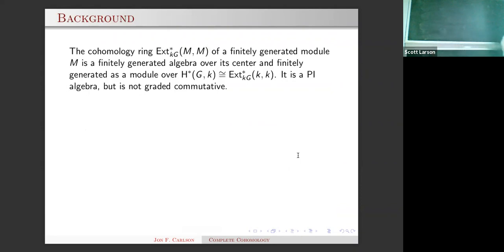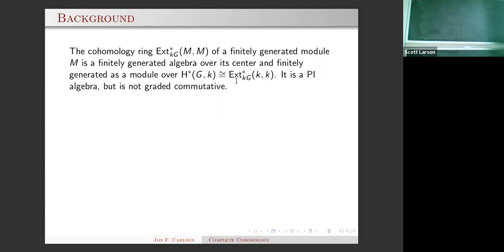Okay, now here's what we know. This is old stuff. If you look at the cohomology ring of M, in non-negative degrees, for a finitely generated module M, it's a finitely generated algebra. It's finitely generated over its center. It is also finitely generated as a module over the cohomology ring H star GK of just the trivial module. It's a PI algebra, meaning a polynomial identity algebra. It satisfies a polynomial identity, and you can do a lot with this.